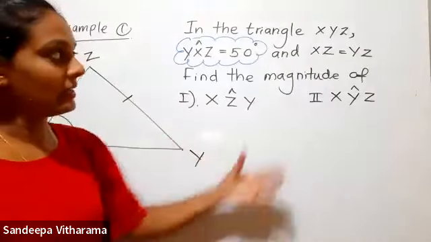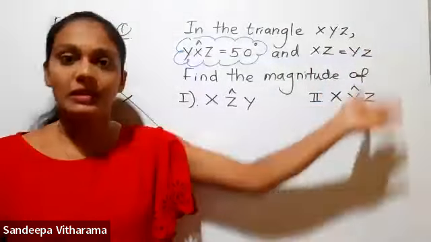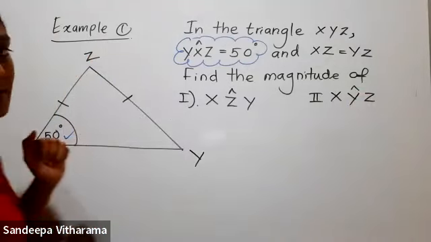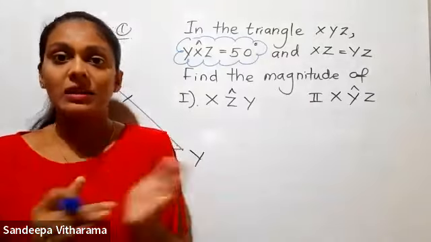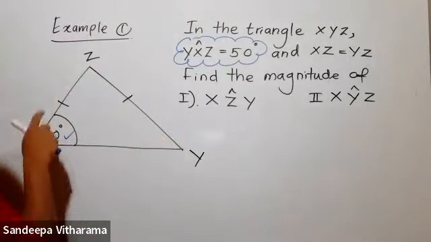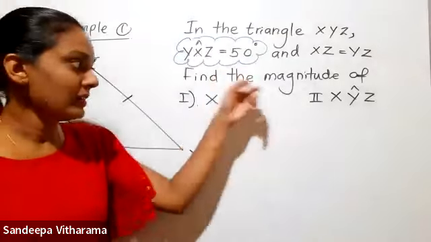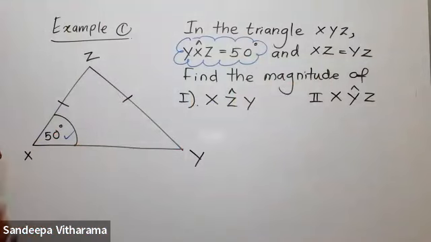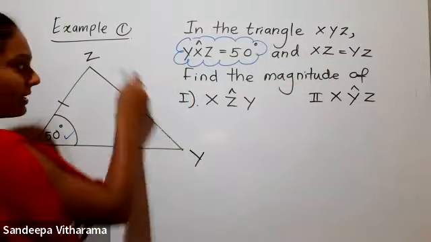Okay, and XZ and YZ sides are equal to each other. It is also given. Look at the XZ and YZ sides. To denote that two sides are equal, we use a small line. Find the magnitude of XZY. Okay, find the magnitude of XZY and XYZ.